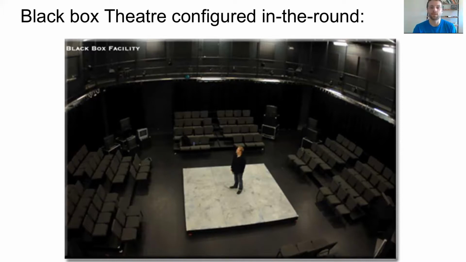There are lots of different ways to configure a black box theater. I could, if I wanted, put my whole audience on one side and my stage on the other, right? So it'd be like a little mini proscenium. Sometimes we refer to that as an end-on configuration.